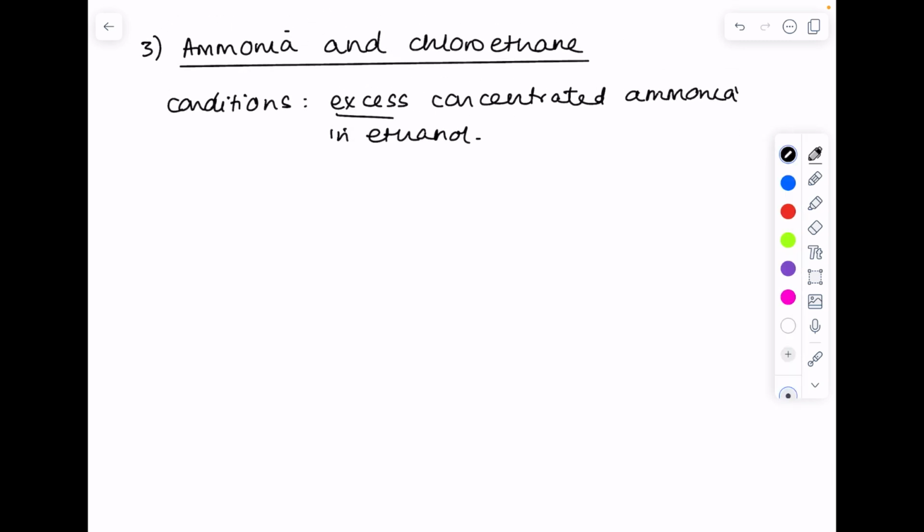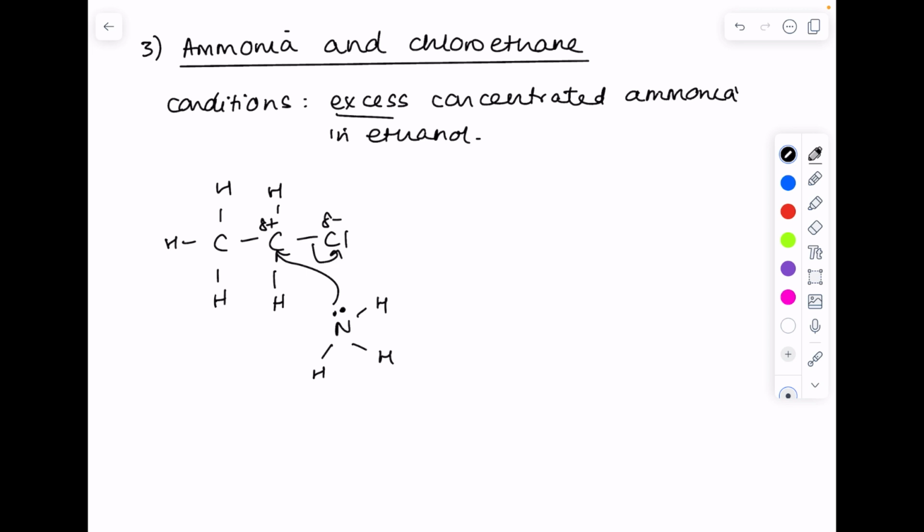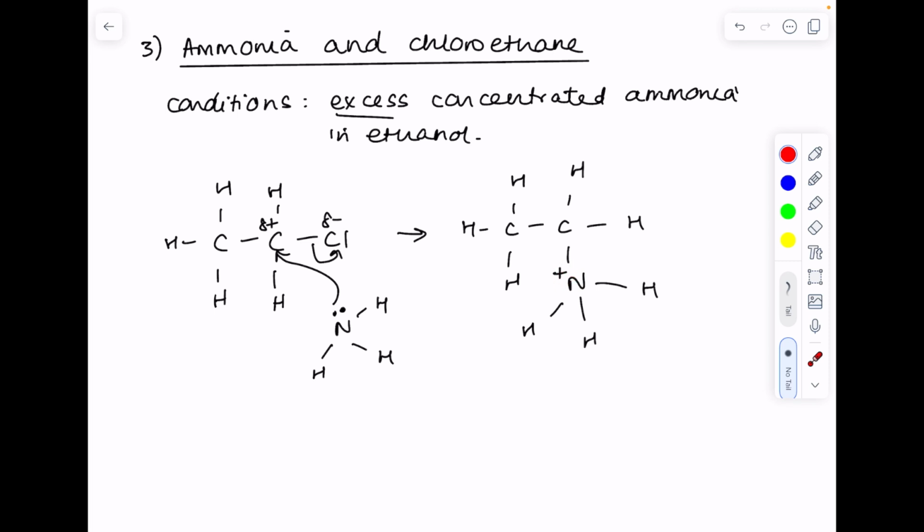So let's show the mechanism. Here's chloroethane. Here's my slightly negative chlorine, slightly positive carbon. Let's show the bonds on the ammonia. There's no charge, it's neutral, but it does have that lone pair. That's going to attack the slightly positive carbon, causing the breakage of this bond here. And then this nitrogen is positive. We can't leave it like this, so that's why the excess ammonia is needed.